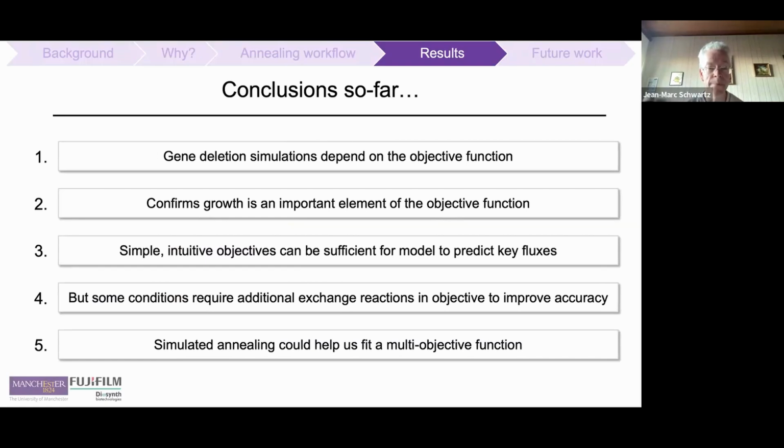At this stage, what the examples that we've done so far show us is that in relatively simple cases, simple intuitive objectives can be sufficient. But if we have several combinations of exchanges that have to be met, it's very difficult to find a single objective function that matches all the conditions. We usually need to use a multi-objective function, and in this case, it's a good approach to use this sort of algorithm to find a suitable multi-objective function.